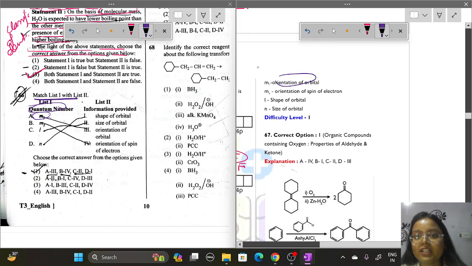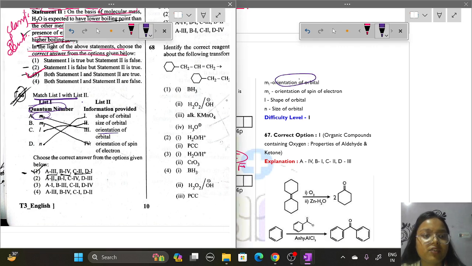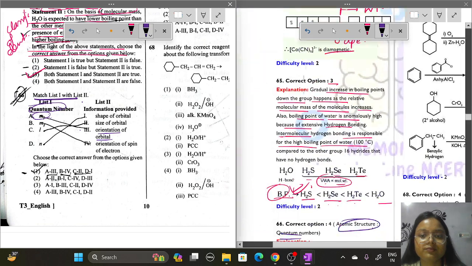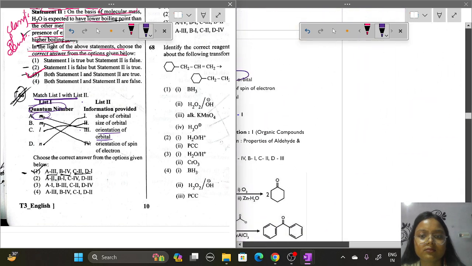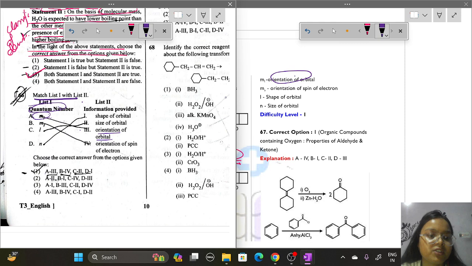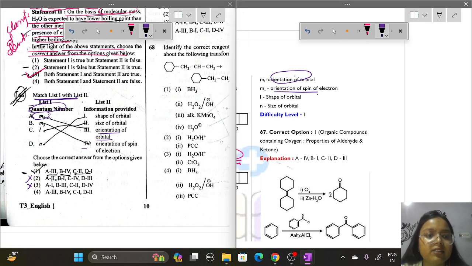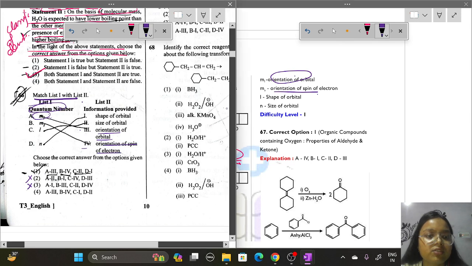ML here is the orientation of orbital. So for A, option number 3 is correct. So option 2 and option 3 will be incorrect. For MS, option number 4. MS is the orientation of spin of electron. So for option B, option 4 is the correct one.